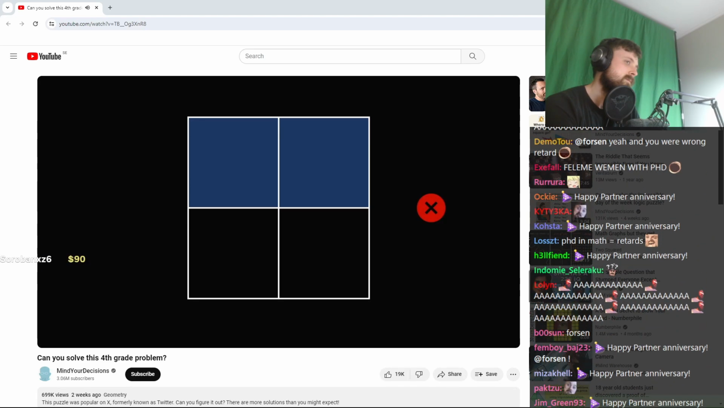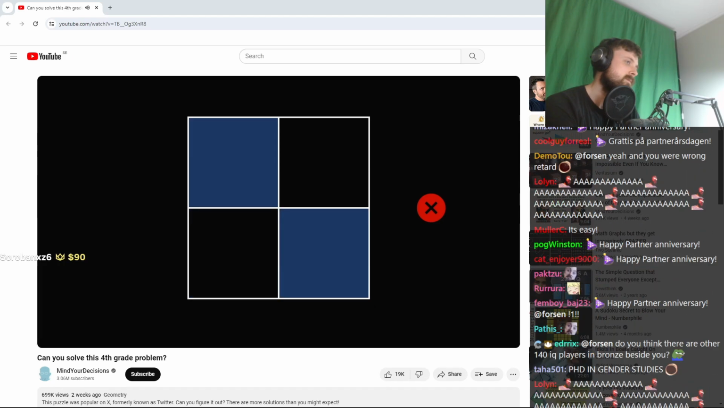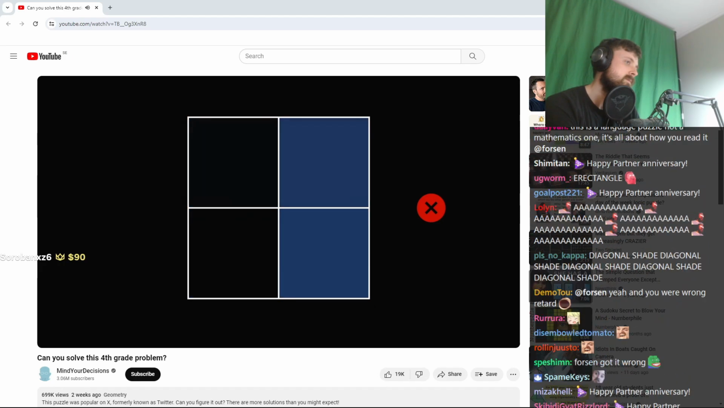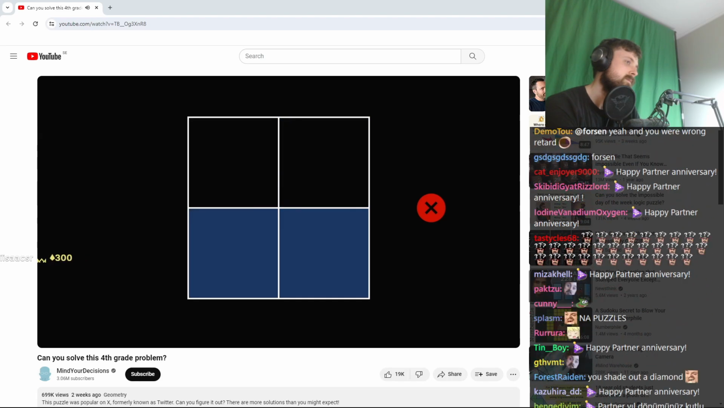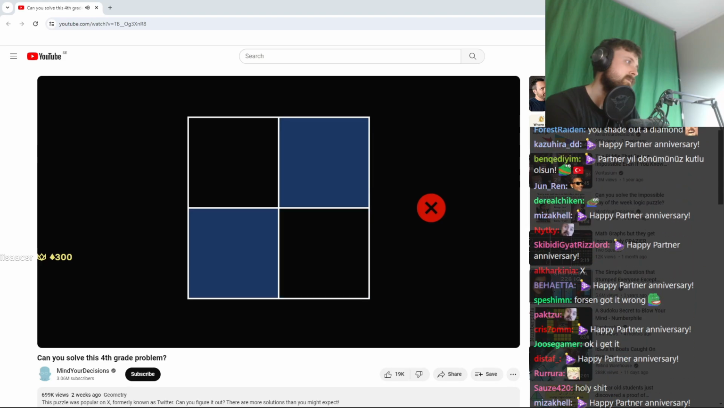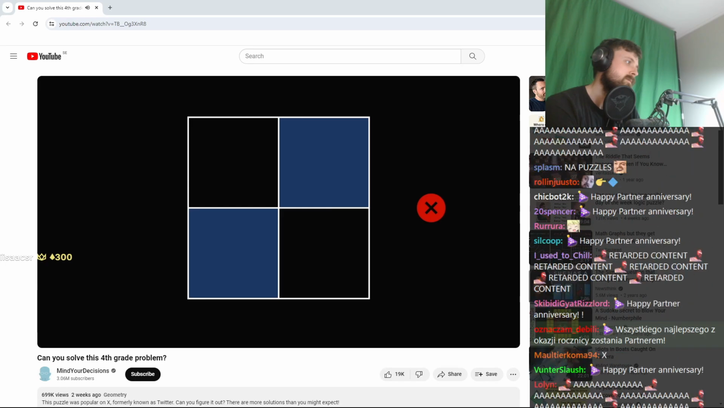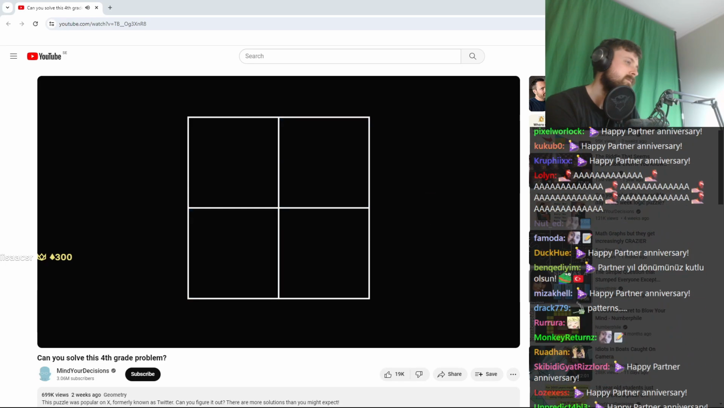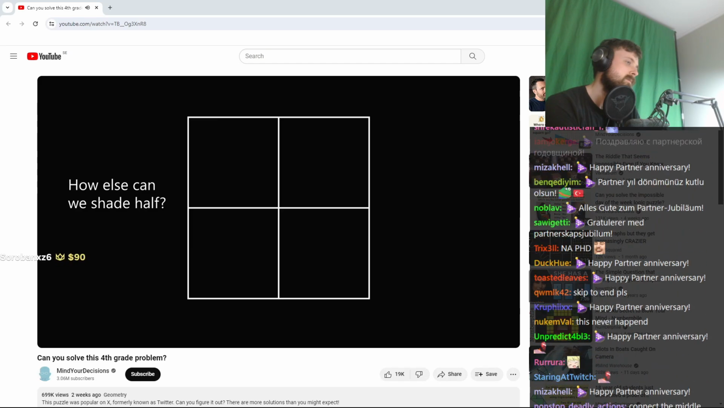This is not a solution. Here's another way. Here's a third way, which will leave 2 squares. Here's a fourth way, which leaves a rectangle. A fifth way, which leaves a rectangle. And finally, a sixth way, which leaves 2 squares. So none of these methods work. So the question is, how else can we shade the diagram in half?